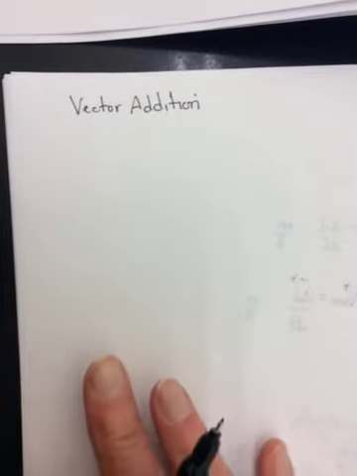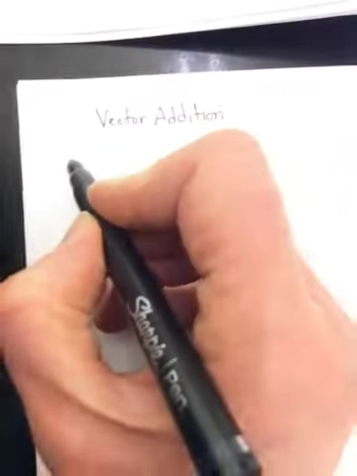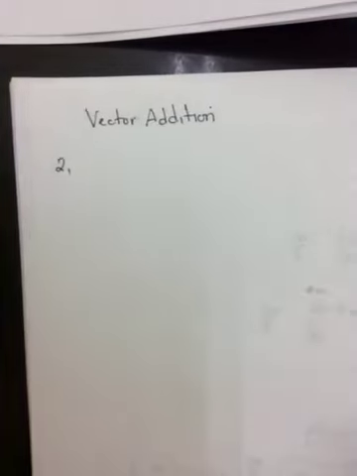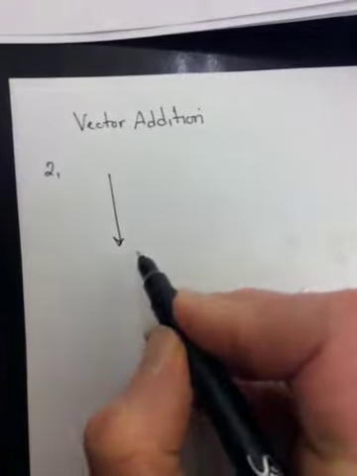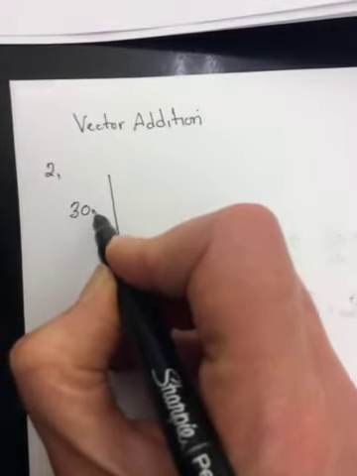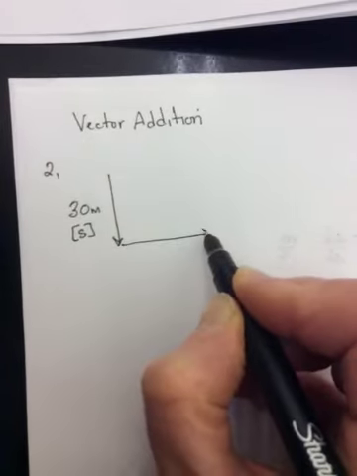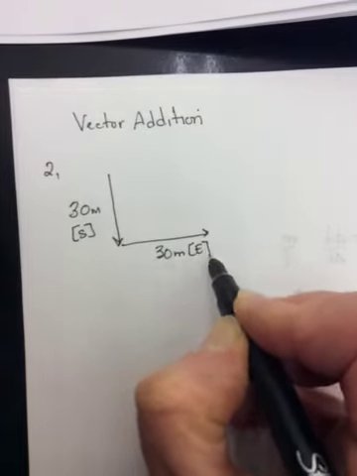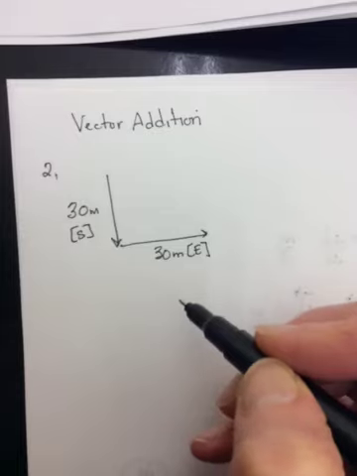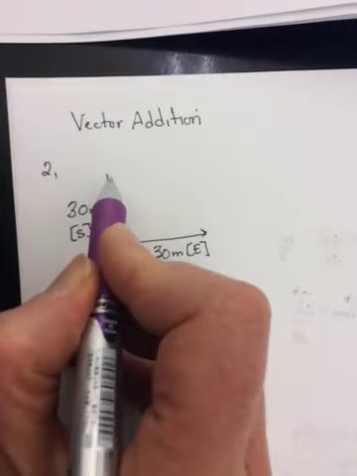There we go. All right, so the vector addition questions, I think we were on number 2 when we ran out of time. So number 2, you are walking south. I think we had almost finished this one. 30 meters south, and then 30 meters east. And the question wanted you to draw a diagram showing this and find the resulting displacement. So the resulting displacement is going to be right here.